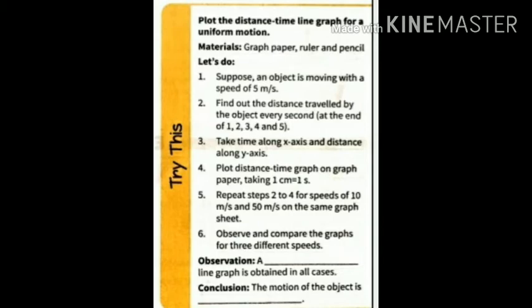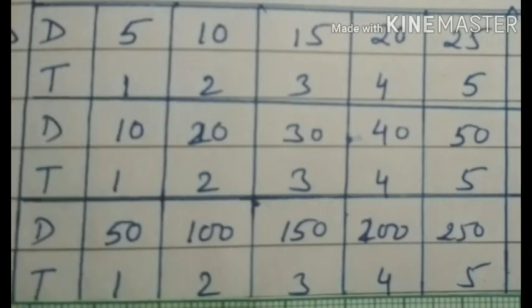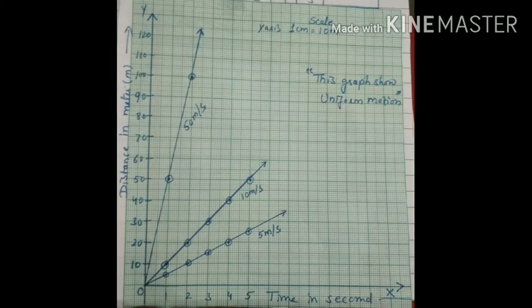As I have made the table for you, you can see it here. In this table I have written the values of distance and time according to the speeds of 5 meter per second, 10 meter per second and 50 meter per second. Here I have shown the distance time graph of these 3 different speeds. You can see in the graph and compare the speeds, all are in uniform motion as they show a straight line. A straight line means uniform motion, meaning constant speed.